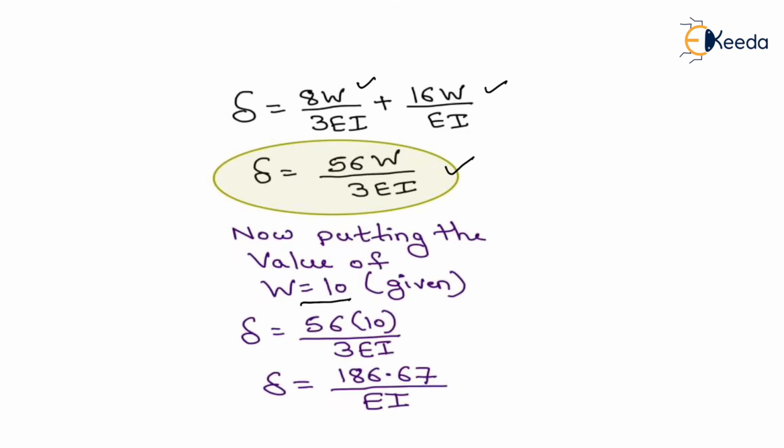So we just put the value of W in this equation. We will have the displacement of joint C in the vertical direction equal to 186.67 upon EI. Now we have computed the vertical displacement of joint C, which is equal to 186.67 upon EI. That is the complete solution of this numerical. Thank you very much, students.